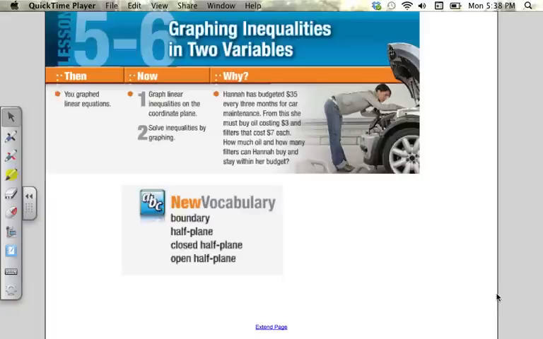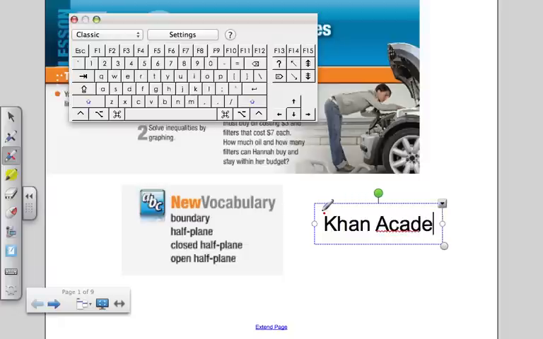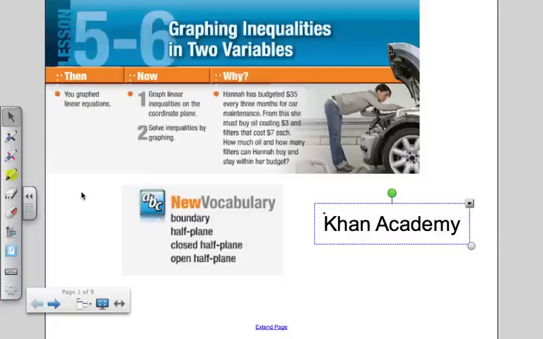I've gone to Khan Academy, which I hope you're familiar with. Oh, I have a keyboard. Here we go. Let's try using that. Khan Academy. Okay? If you go to Khan Academy, they have some example problems of graphing inequalities in two variables. They're like a 2-minute quick study of one problem. They have like 3 different problems that you can look at if you want. So that's just a suggestion.